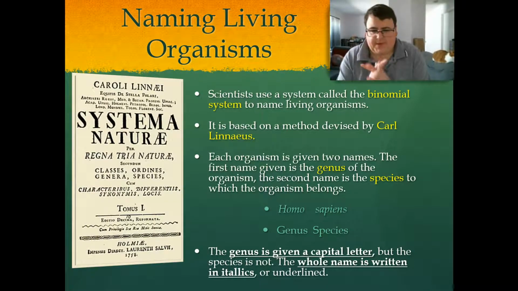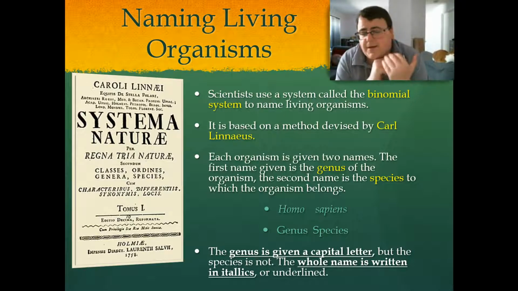The system that we have for classification is the binomial system. In the last video I talked about, for example, Homo sapiens, and specifically how the genus and species were written. And that's a very important part of classification. All of this is the binomial system, and it's based on a method devised by Carl Linnaeus in his very first book called Systema Naturae, which you can see the cover of on the left there.